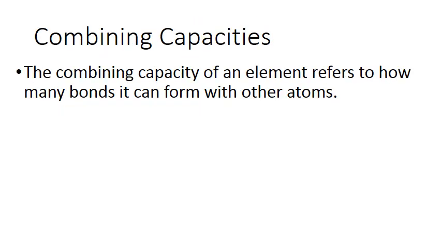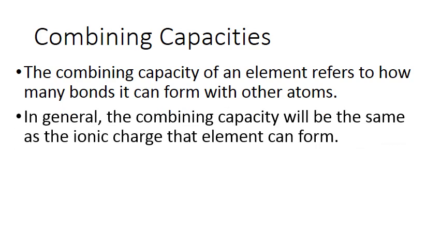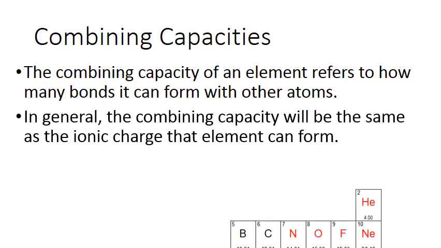Combining capacities. The combining capacity of an element refers to how many bonds it can form with other atoms. So how many other atoms can it be linked to? In general, the combining capacity will be the same as the ionic charge that that element can form.